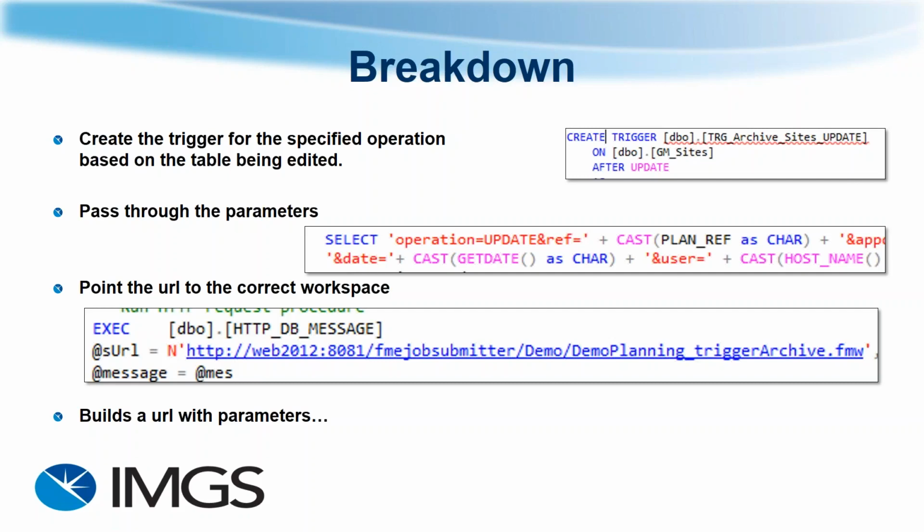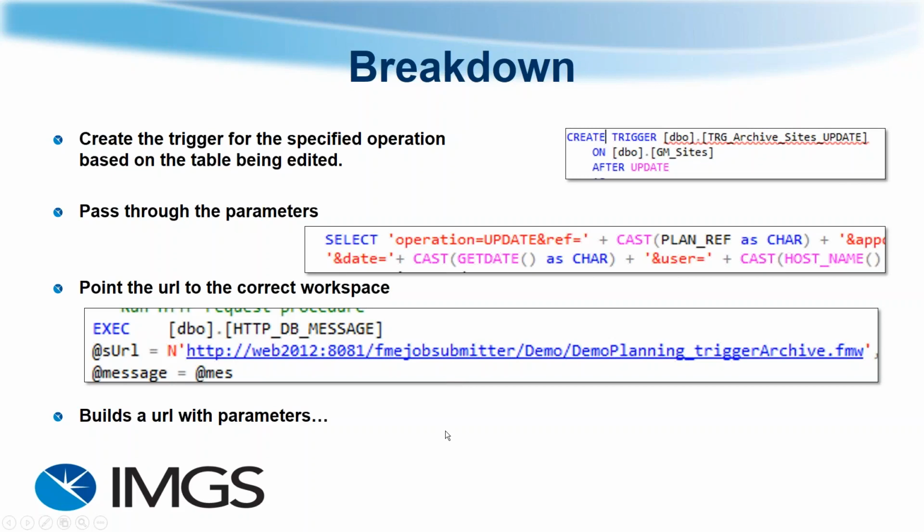Okay, so moving on from the parameters, it'll become a little bit clearer as we go through. Then what you're doing is you're pointing that URL to the workspace that you want to use. So this is the workspace again that you've seen the workflow for a moment ago. That was published up to FME Server, so that's sitting in a folder on FME Server. And what I'm going to do is call that workspace now and pass these parameters through. So this is what's happening here. It builds it as a URL with parameters.